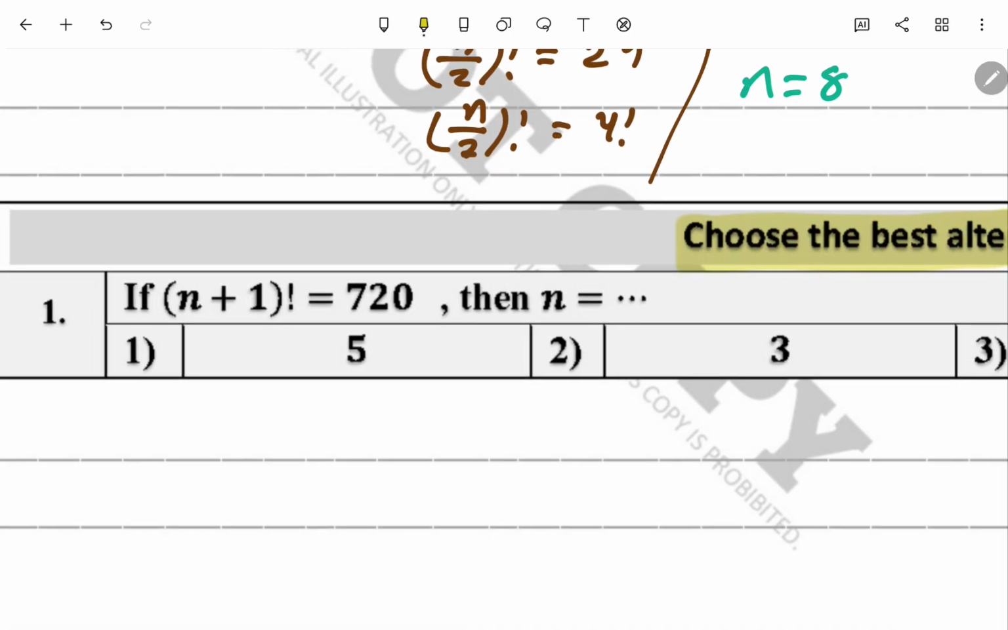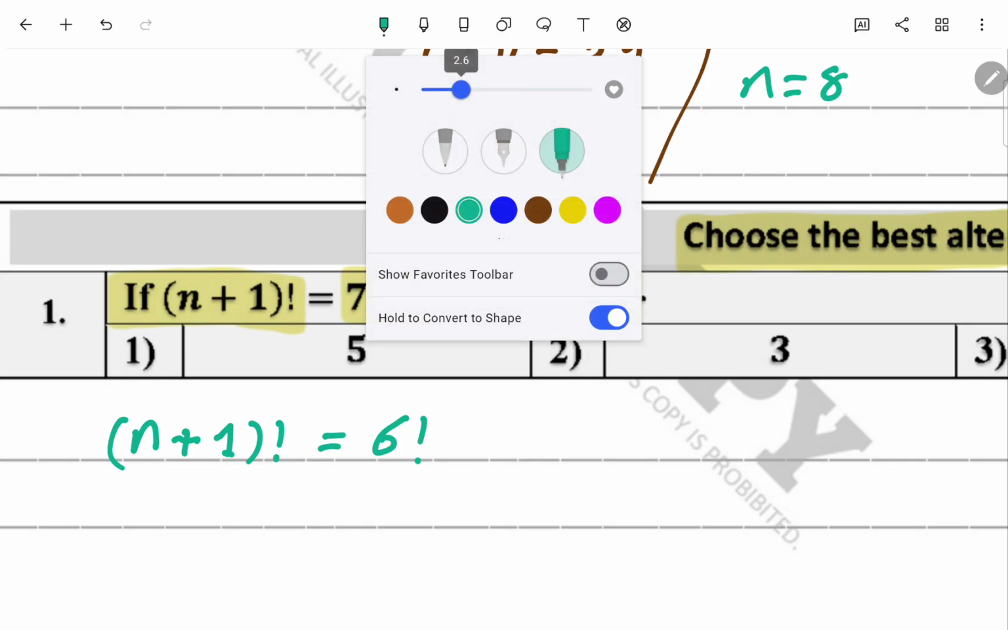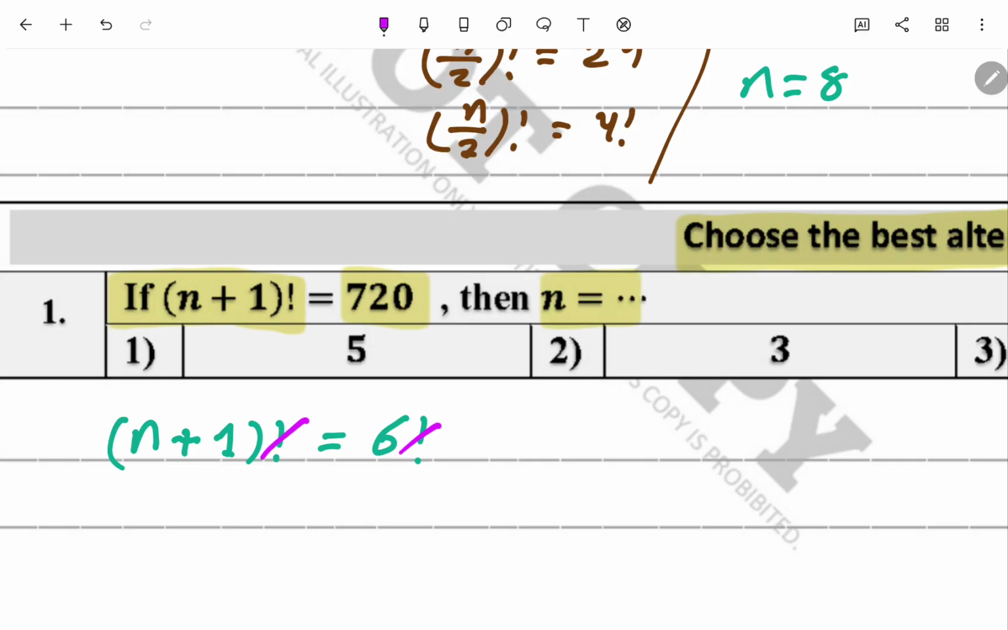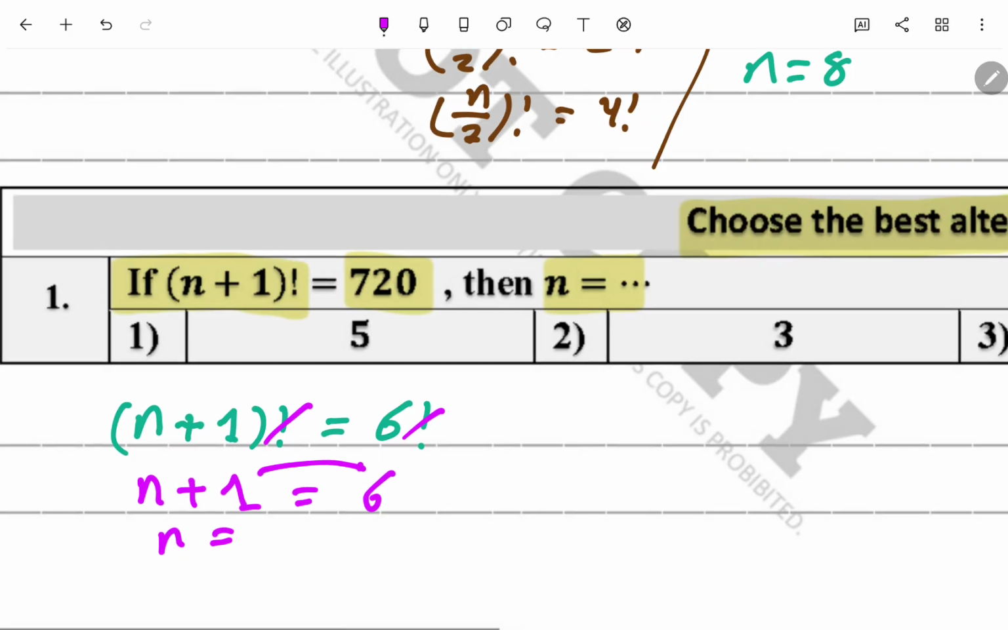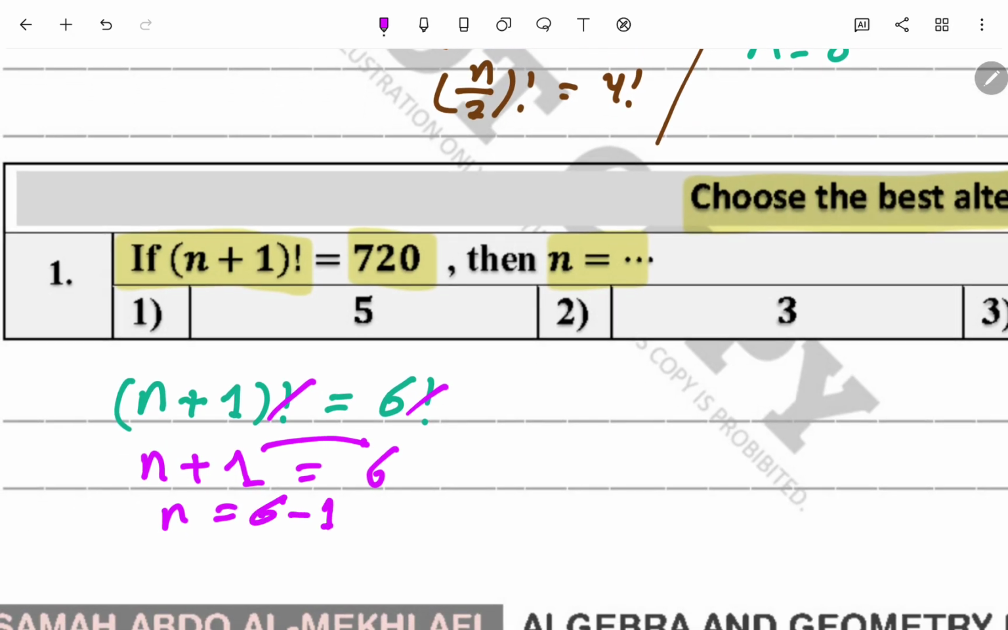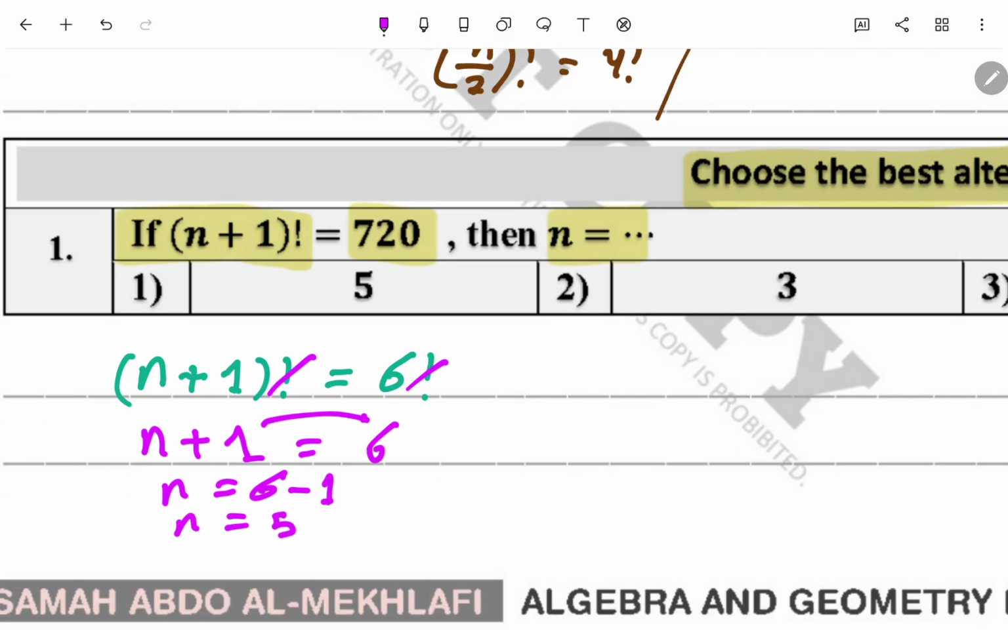Number 1: if we have (n+1)! equals 720, then we need to know how much is n. As we told you, you can take the factorial on both sides. By thinking about what is the factorial of 720, you can find it is 6!. Cancel the factorial from here and there, and you can get n+1 alone equals 6. By moving 1 to the other side, you get n equals 6 minus 1, which is 5. Let's go to number 2.